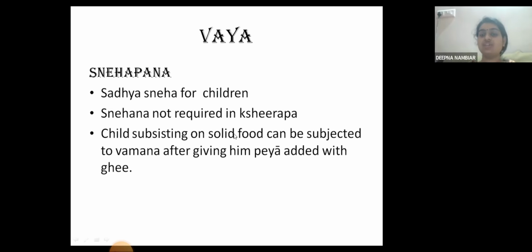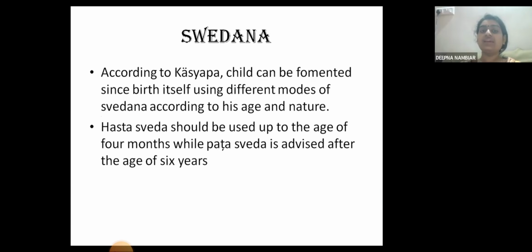A child sustaining on solid food can be subjected to vamana after giving peya added with ghee. Small, palatable food can be given to children, which is comfortable for them. In treatments like swedana, Acharya Kashyapa has explained two extra types of swedana for children, that is padasweda and hastasweda. Padasweda, swedana with cloth, is explained at the age of 4 months, and hastasweda till the age of 6, where we can give the swedana with the hand. So the selection of sweda and the methodologies will be different.